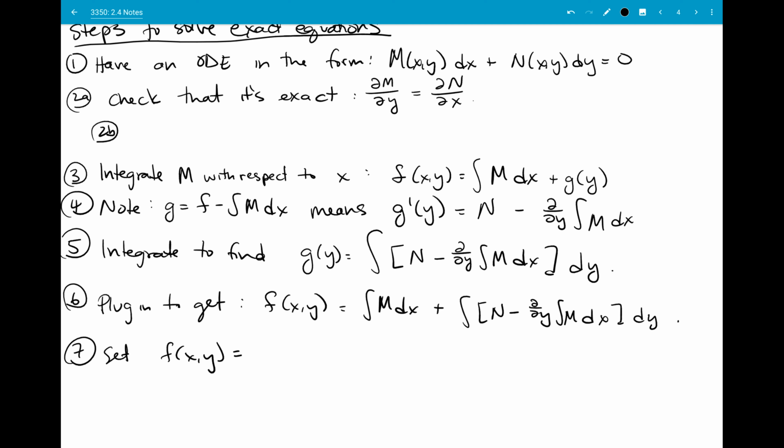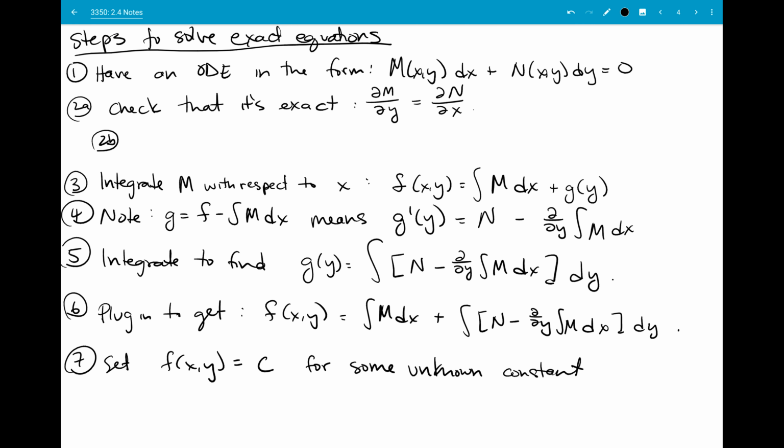And then I'm going to set f of x, y, which will be a bunch of things involving x's and y's, equal to c for some unknown constant. Remember, whenever we solve differential equations, we have unknown constants that tell us where those equations start. And then finally, you can solve for y equal to some stuff, maybe. Similar to other methods, we might find that you can only get an implicit solution, in which case step 8 doesn't really happen. So those are the steps to solve an exact equation.